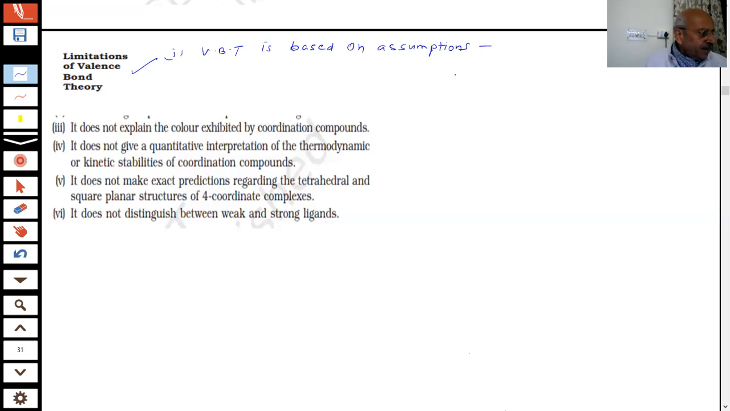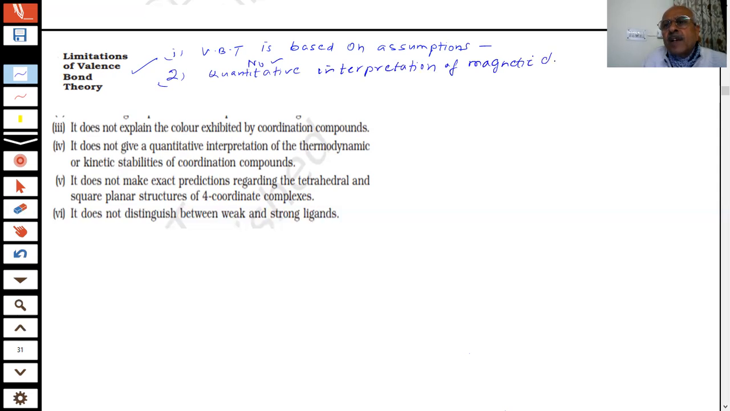So it is based on certain assumptions which we do not know how good or bad they are. And it is also not giving any quantitative relationship of the magnetic data. No quantitative interpretation is there, no interpretation of the magnetic data, how we get it from experiments.